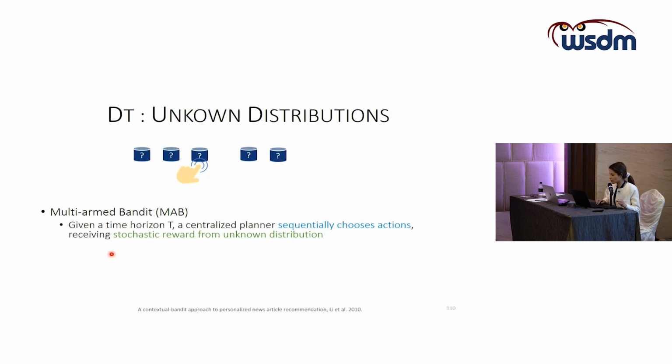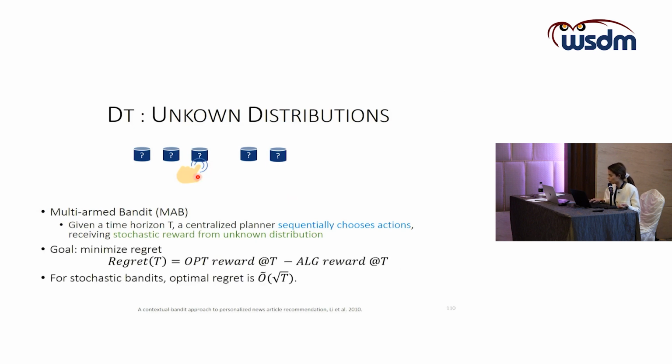In the multi-arm bandit problem, we are given a time horizon T, and we have a centralized planner that sequentially chooses actions or arms, or in this case, data sources. And upon choosing an action, it receives a stochastic reward from an unknown distribution. And the goal of the planner is to basically minimize the regret. The regret is the difference between the reward that the algorithm obtains and the optimal reward totaled over the time horizon. And usually in practice, for bandits, the optimal regret is square root of the time horizon. There are some log parameters hidden here.